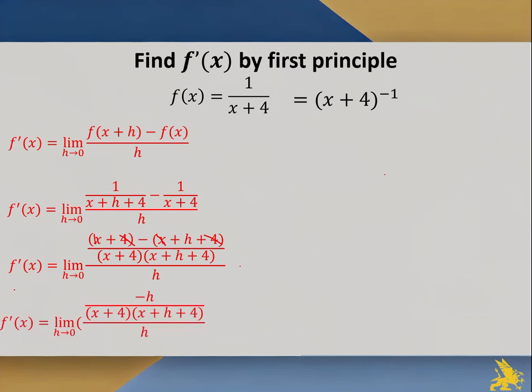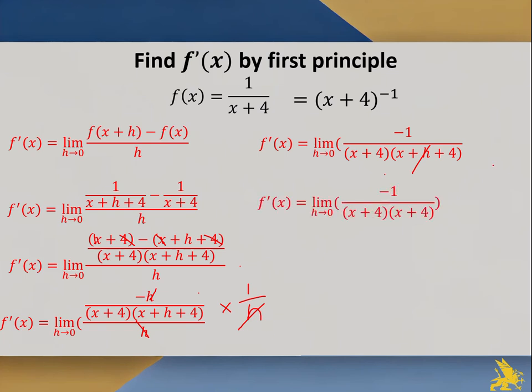The next step is getting rid of that h. If I'm dividing by h, that's the same thing as timesing by 1 over h. So I can cancel that h and cancel that h, and that leaves me with negative 1 on top. Now I can apply my limit as h gets closer to 0, so I can make h 0, and I'm left with x plus 4, x plus 4. That gives me negative 1 over x plus 4 squared.